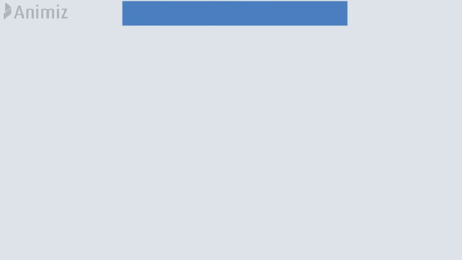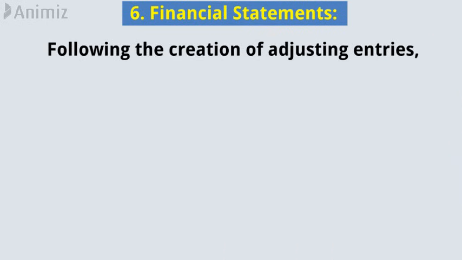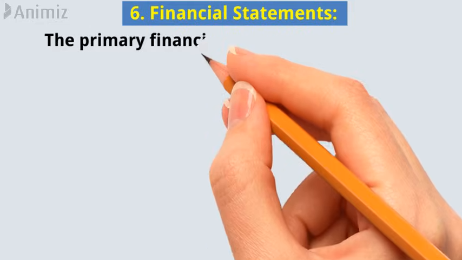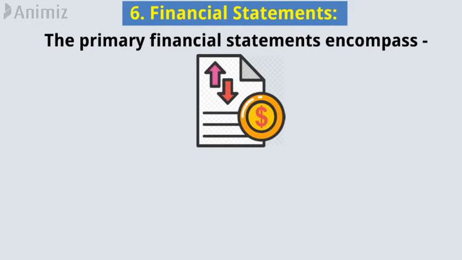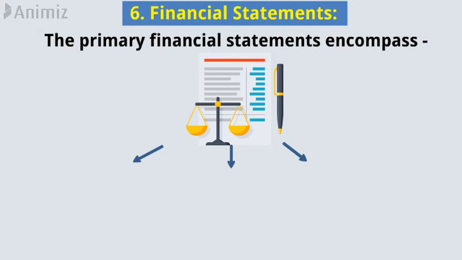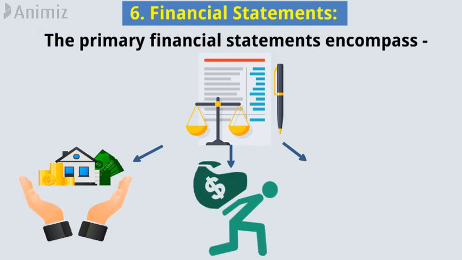Number 6. Financial statements. Following the creation of adjusting entries, financial statements are prepared. The primary financial statements encompass the income statement, illustrating revenues and expenses, and the balance sheet, which presents the entity's assets, liabilities, and equity.